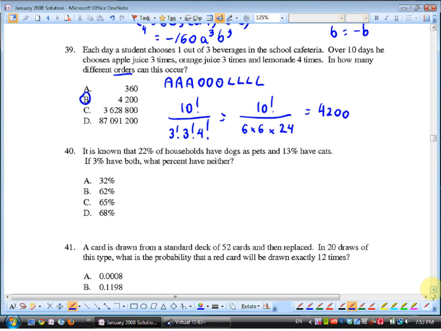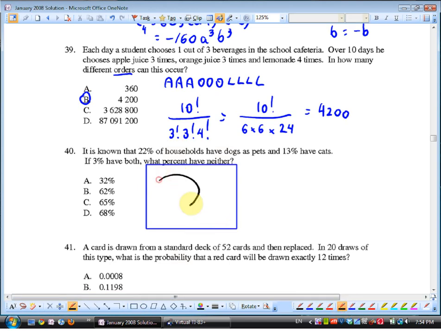All right, we've entered the probability zone. 22% of households have dogs as pets, 13% have cats, 3% have both, what percent have neither? So they're giving me percentages, they're giving me both, there's two categories. The best approach for this is a Venn diagram.